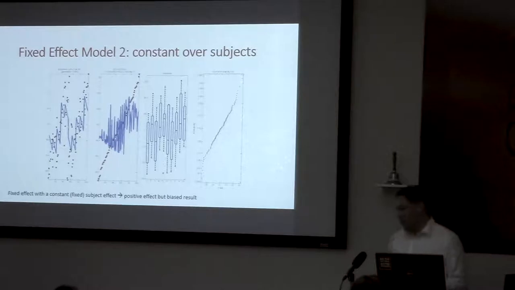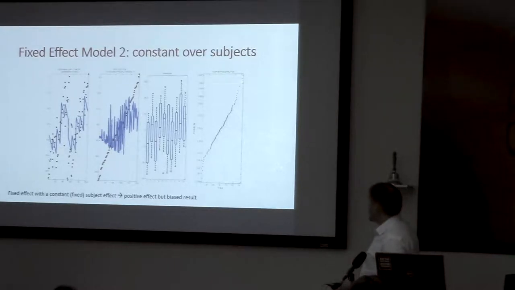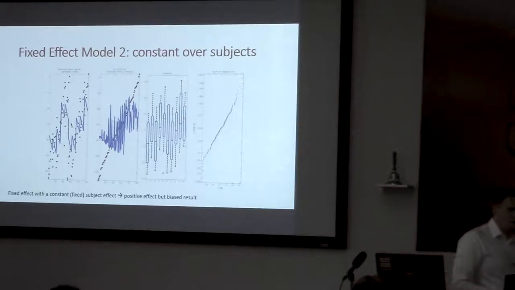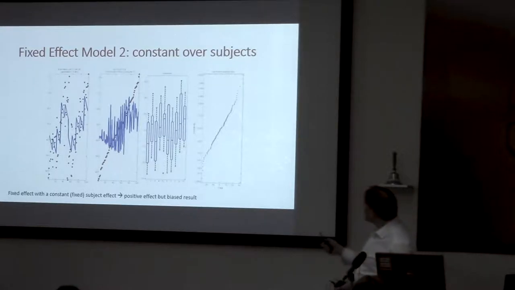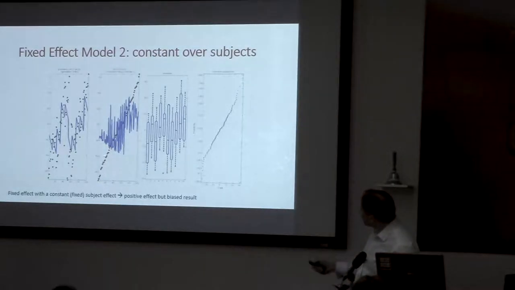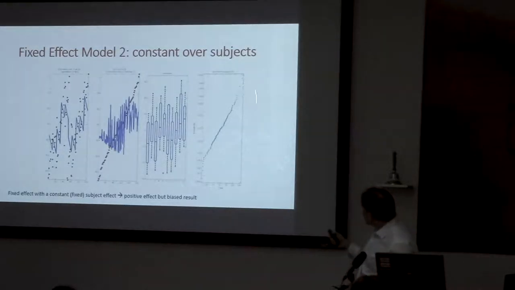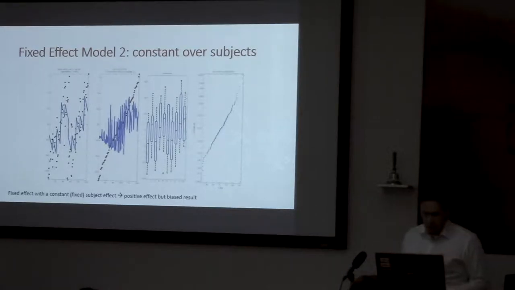Another is a mixed fixed effect. So this time you say, okay, I'm not going to average that way because that's a stupid way to average. So I'm averaging with a constant over subject. And so now the model goes something like this. So it's much better because it kind of goes in the right direction. And we still have a nice normality plot. And so now we have a positive effect, but of course this is biased because we can see that the model doesn't really fit all of the data.